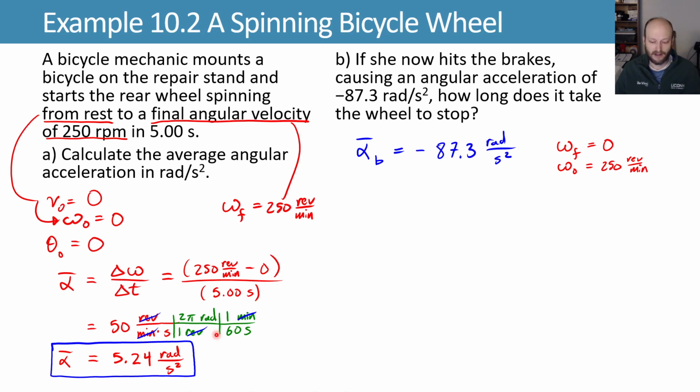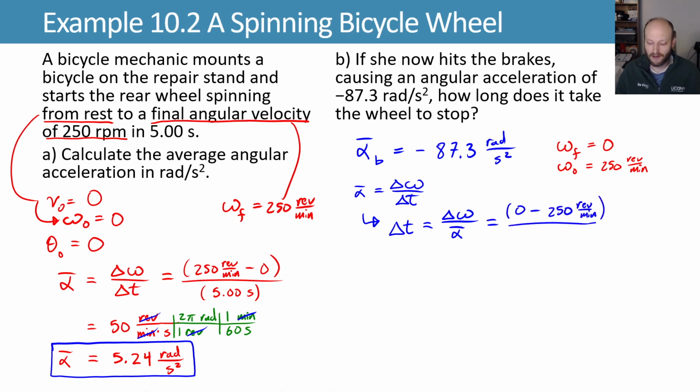And now we can try and solve. We'll use the same relationship, alpha bar is equal to delta omega over delta t, and solve for the thing we want to know, how long, which is delta t. You can flip over both sides and multiply by delta omega to get delta t is equal to delta omega over alpha bar.